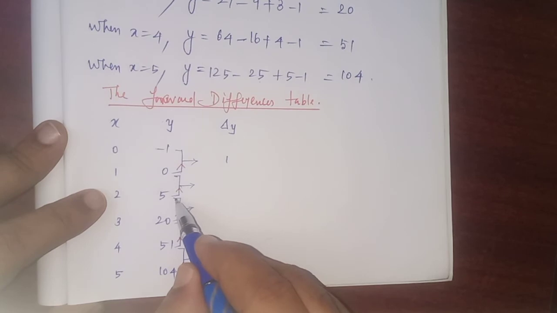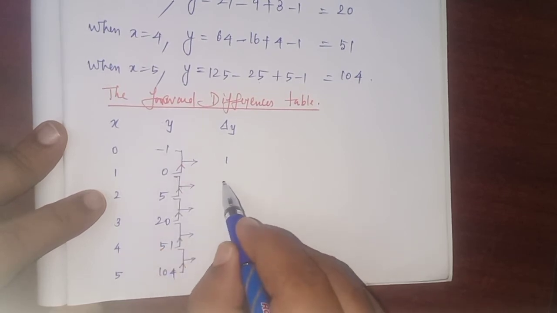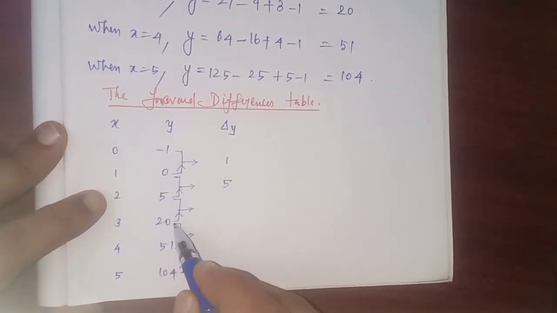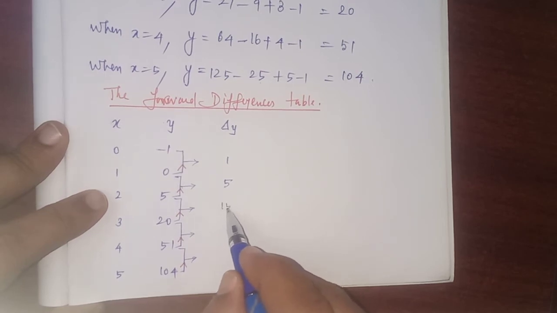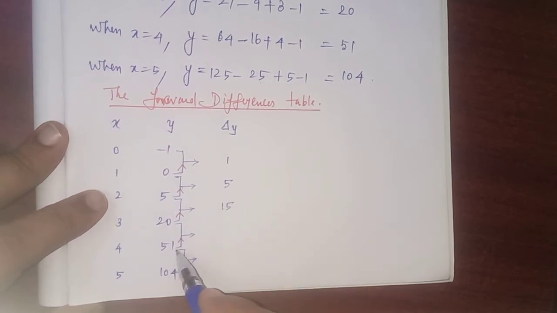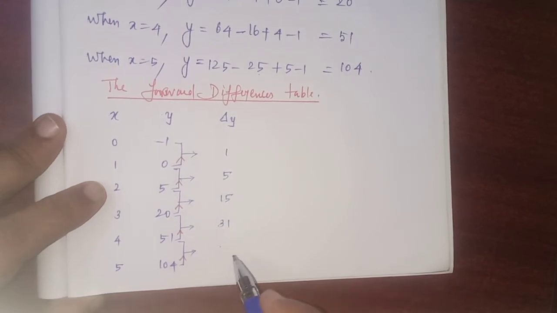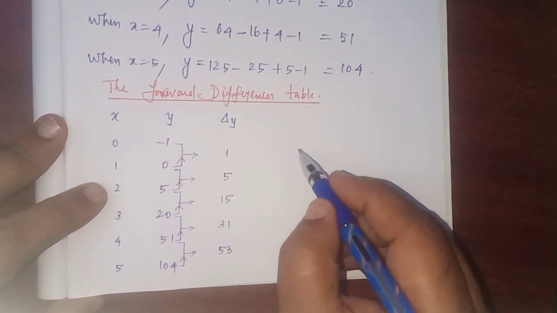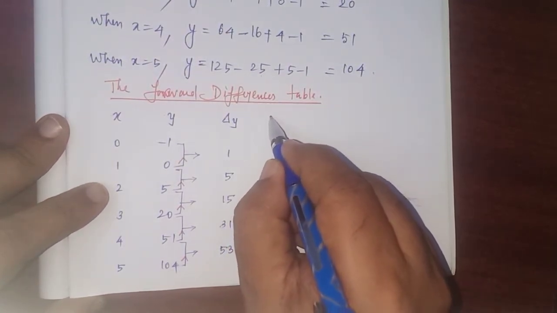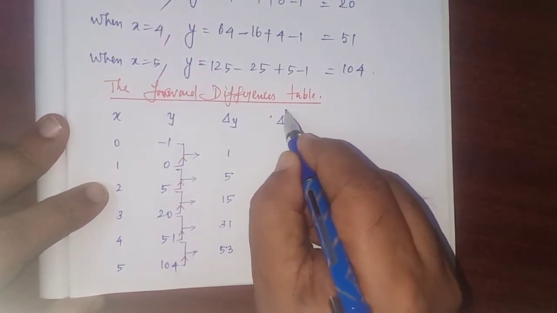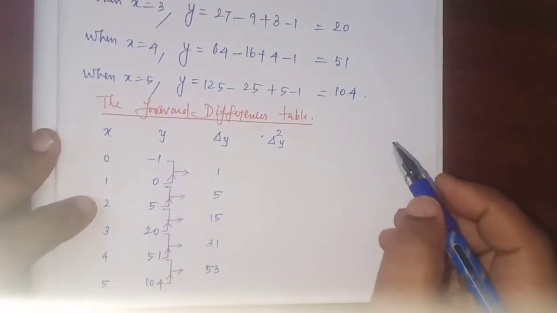Like that, subtract 5 minus 0, that is equal to 5. 20 minus 5, that is equal to 15. 51 minus 20, that is equal to 31. 104 minus 51, that is equal to 53.